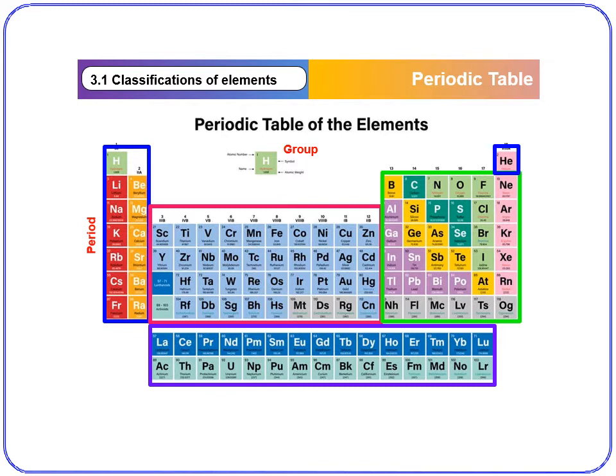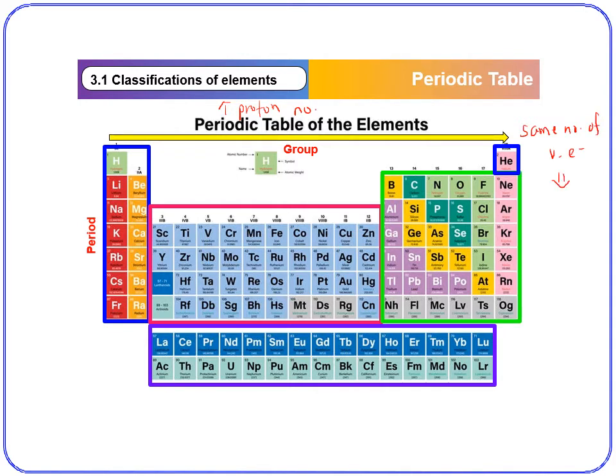Okay, let's recall the periodic table. As we already know, the elements are arranged in the periodic table in order of increasing proton number. There are 18 groups, 18 vertical columns, so it means 18 groups. Elements in the same group contain the same number of valence electrons. Due to the same number of valence electrons, they are going to have the same chemical properties.